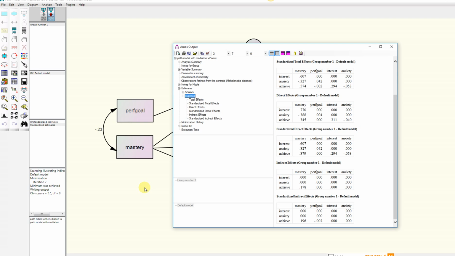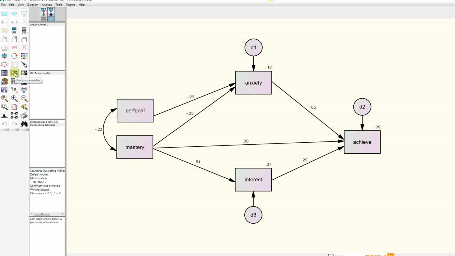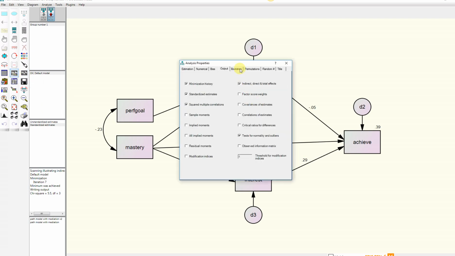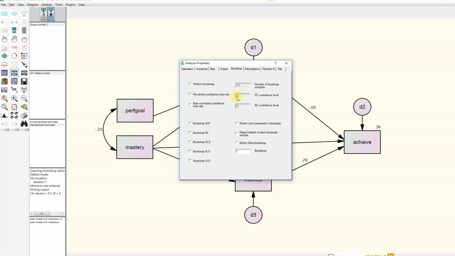So to do that, we will click on Analysis Properties and go to Bootstrap, and that's where you run the bootstraps. Basically, bootstrapping involves treating your sample data as sort of a pseudo population, and you draw random samples with replacement from your sample data, because you're essentially trying to simulate data that would come from a given population. You draw random samples of the same sample size as your original sample, and then essentially compute your estimates and generate sort of a sampling distribution for your standard errors. That's basically how it works.